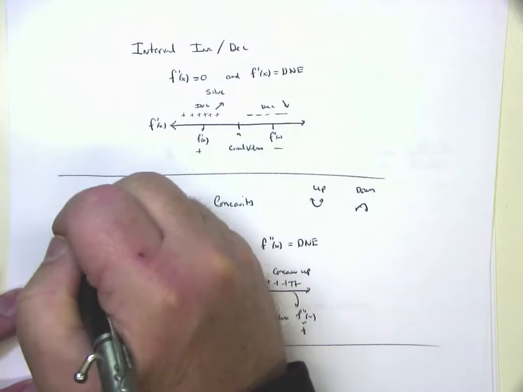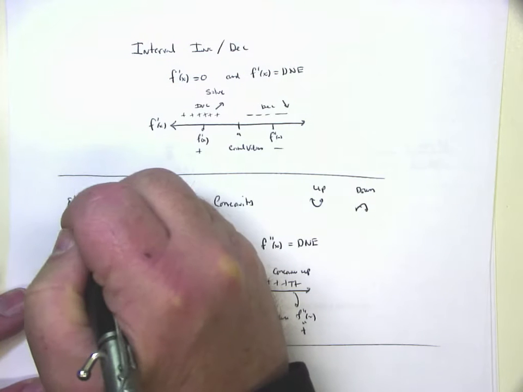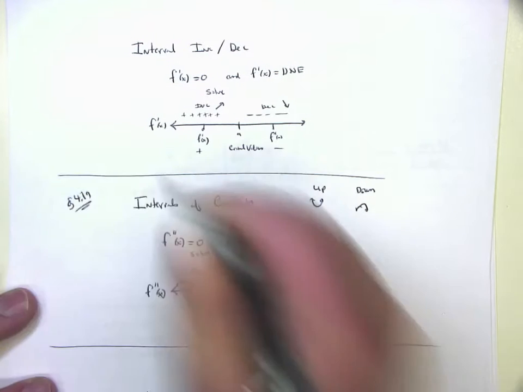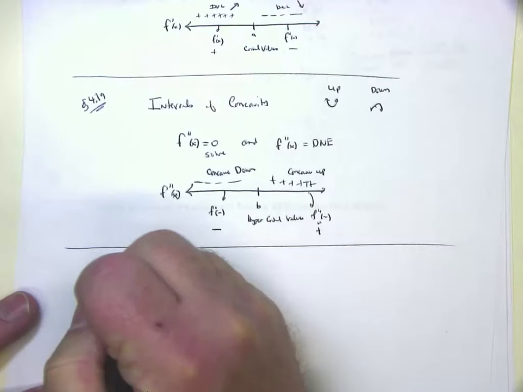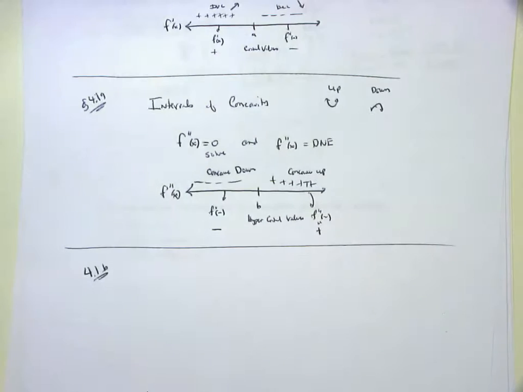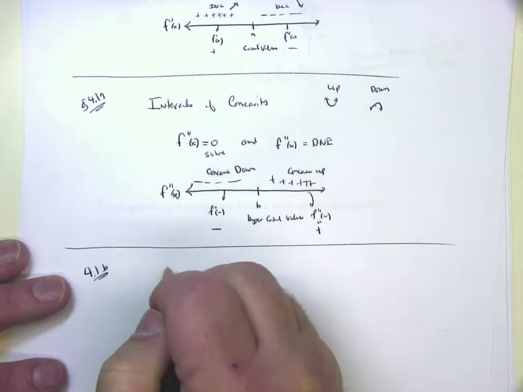Now, this is the idea behind section 4.1a. In section 4.1b, we're going to be focusing on something called the second derivative test.